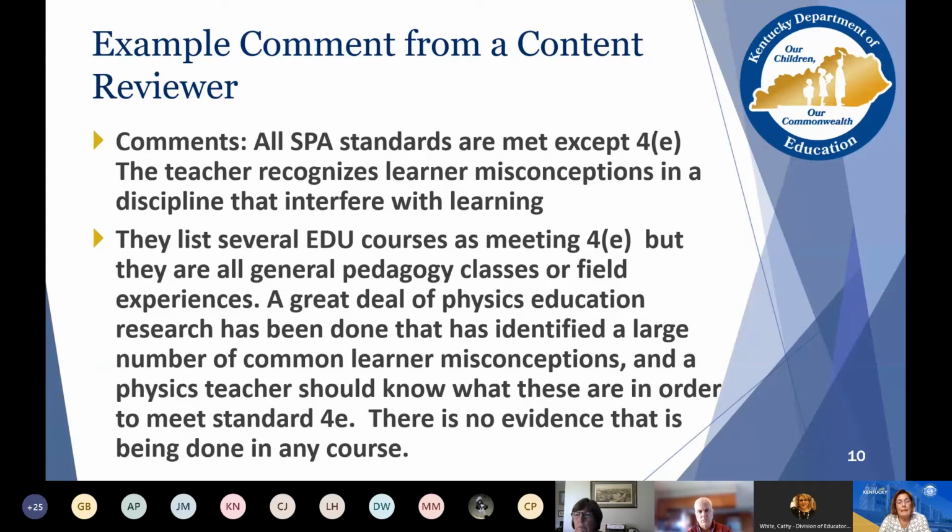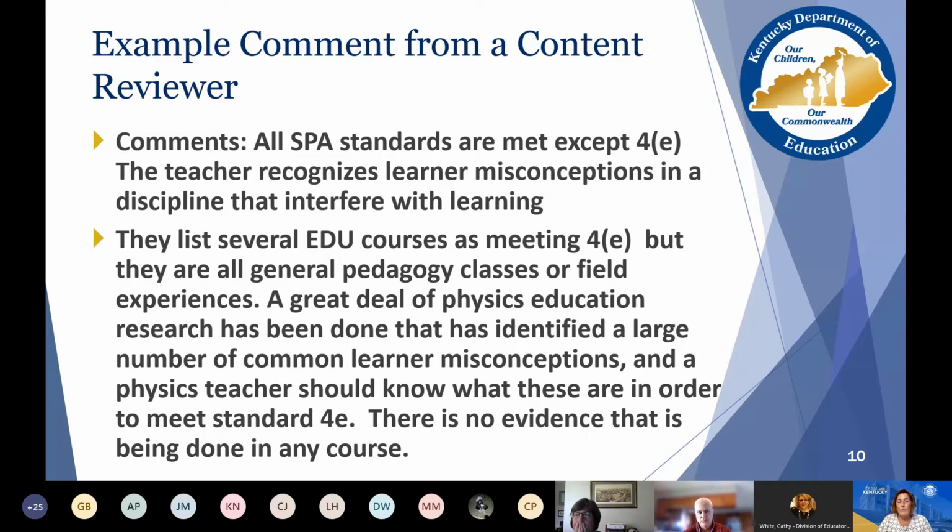And the reasoning behind it is they list several EDU courses as meeting 4E, but they're all general pedagogy classes or field experiences. A great deal of physics education research has been done that has identified a large number of common learner misconceptions, and a physics teacher should know what these are in order to meet standard 4E. There's no evidence that this was in the preparation program. So that's the kind of comment that's very important for us because it's providing us very specific feedback.